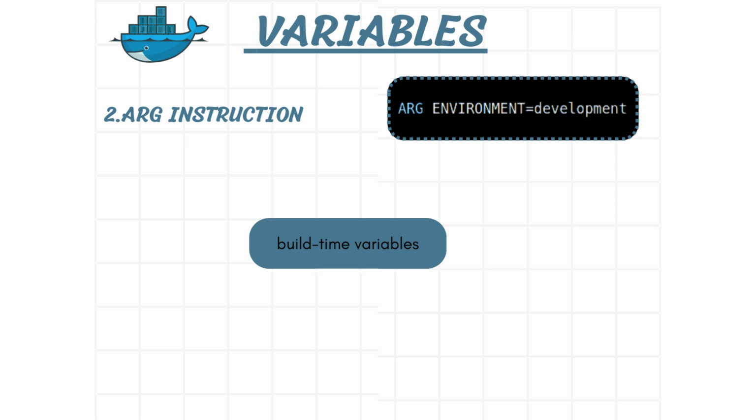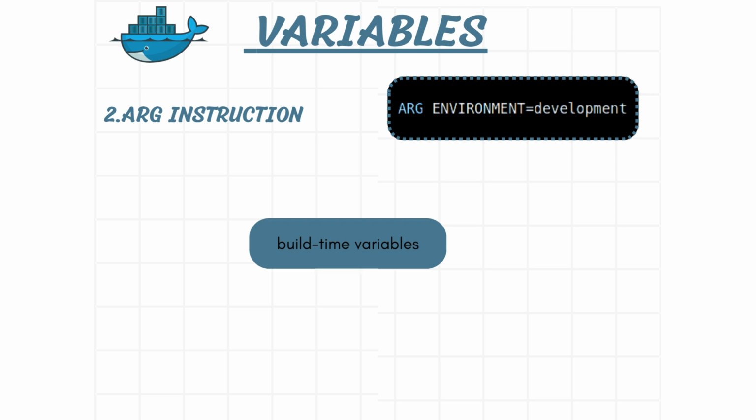In our example, ARG environment=development specifies a variable called environment and assigns it a default value of development. This means that unless otherwise specified, the environment variable will be set to development when the Docker image is built. This setting provides flexibility by allowing you to customize the build process based on the environment. For instance, you might want different dependencies or configuration settings for development, staging, and production environments.